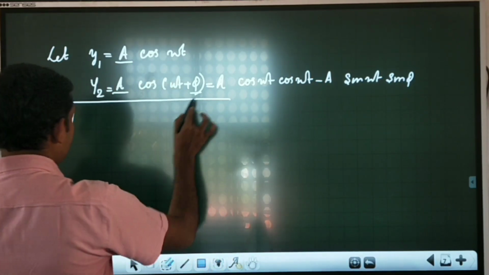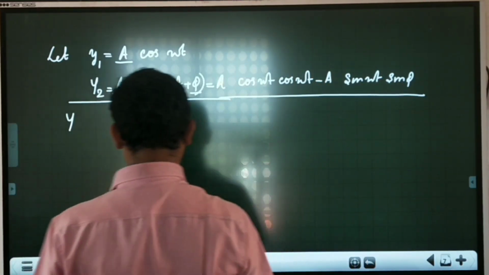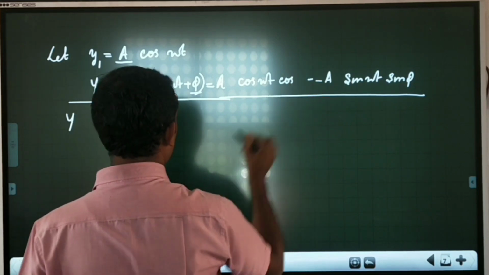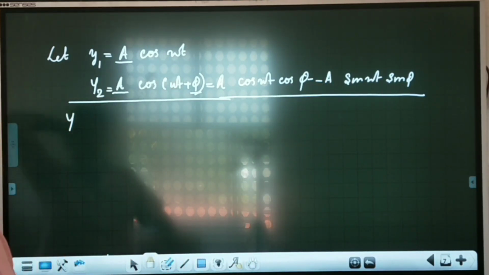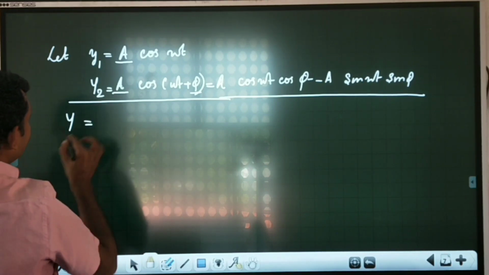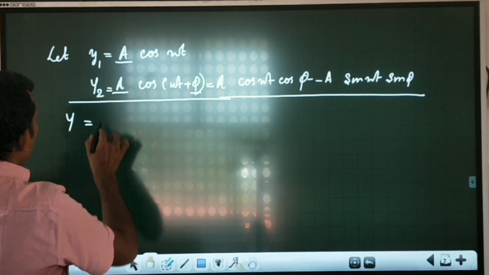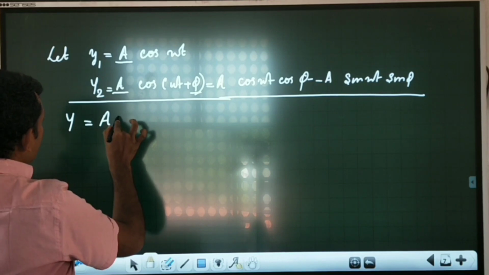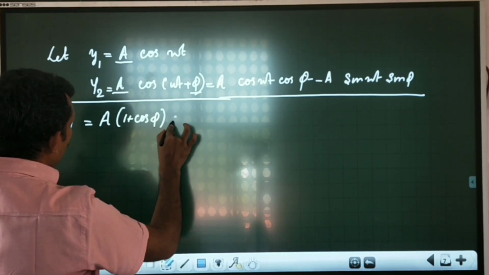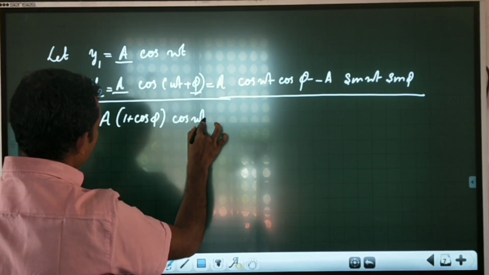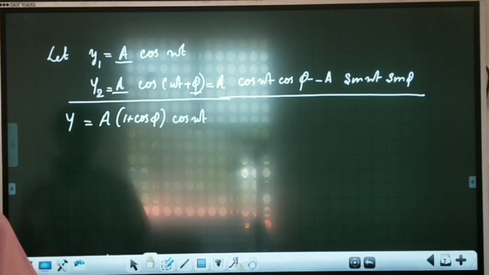Now add these two equations, what do you get? Adding these equations, I am going to get y is equal to a into (1 plus cos phi) into cos omega t.